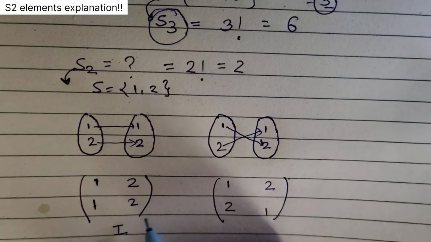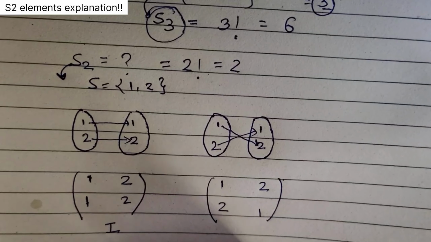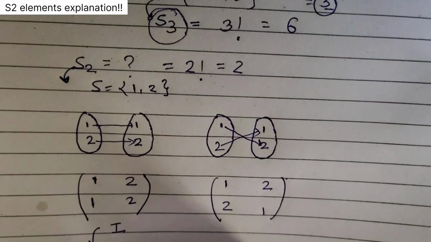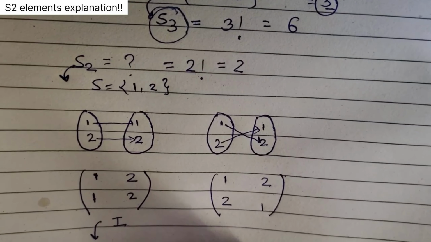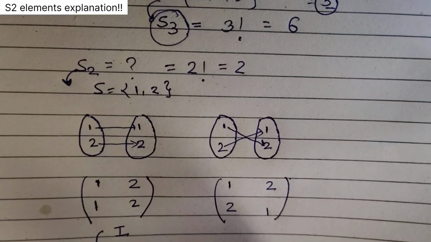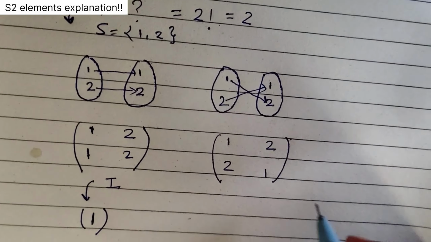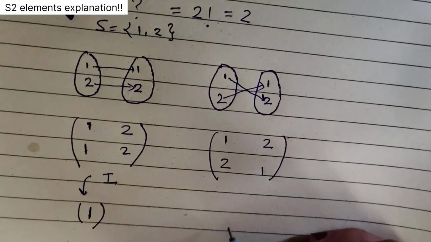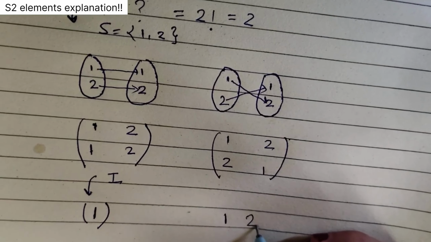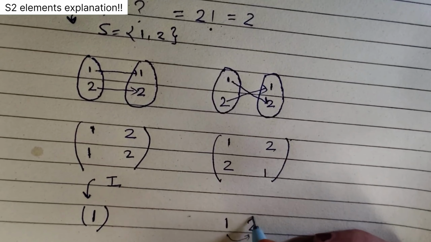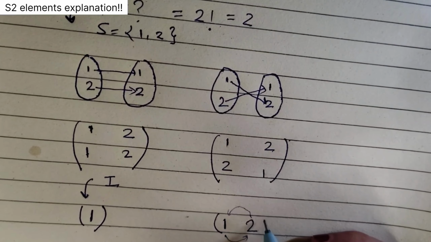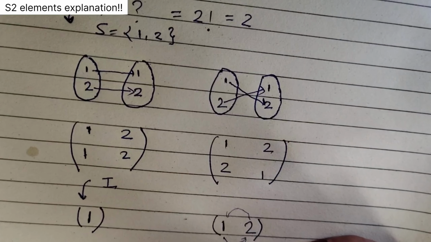Next we can write these permutations in the form of cycle notation. And cycle notation is nothing but, like we have mapped 1 to 1, 2 to 2, so we can just write it as this only. Okay, next we have 1 to 2, 2 to 1. It's like 1 is mapped to 2, and 2 is mapped to 1. Okay, so this is the cycle notation of this element.